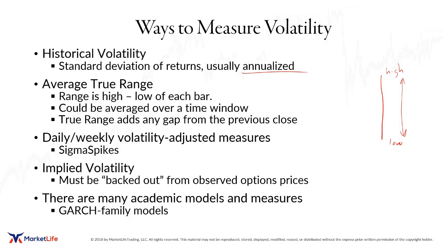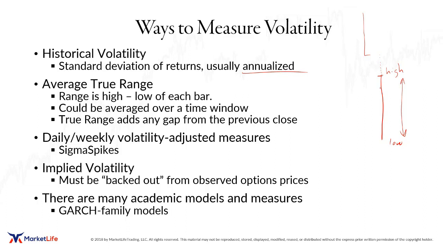True range adds the overnight move from the previous close. And the thinking is that, let's say you had a price bar the previous day that closed here, and then the current day opened here, so you had an overnight gap. And of course there are other configurations we could look at. True range would say, wait a minute, even though the high of the bar is here, the market really did cover this distance.